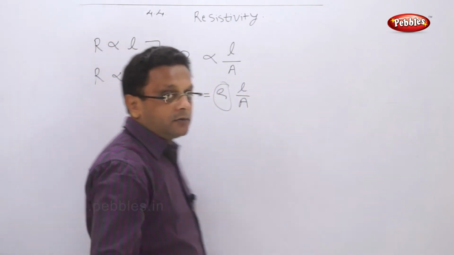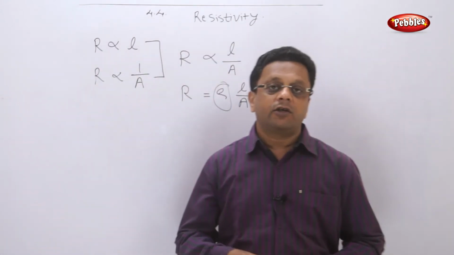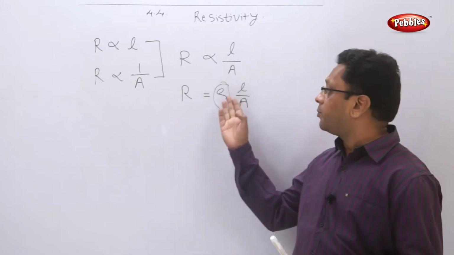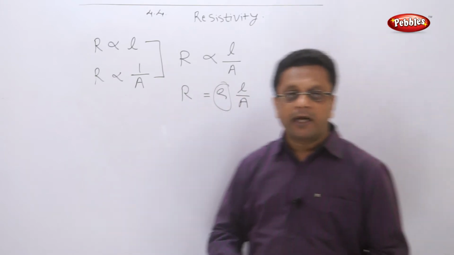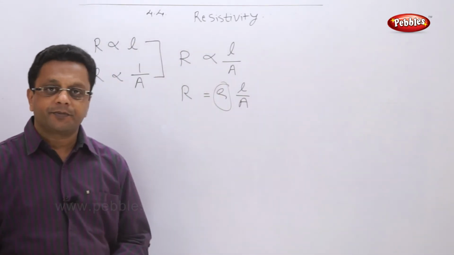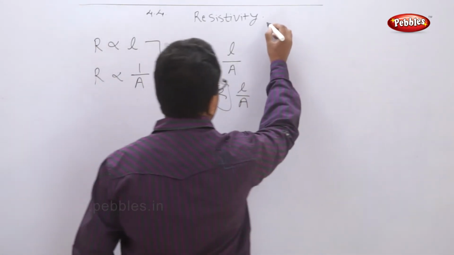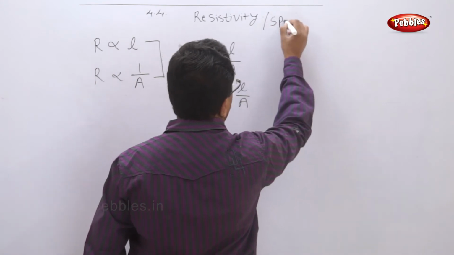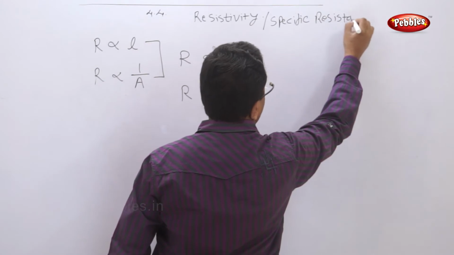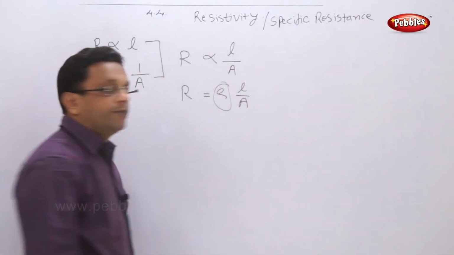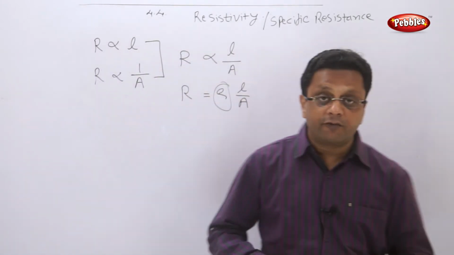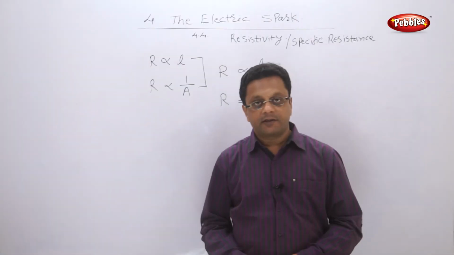This constant is a characteristic property of the material, which is called specific resistance or resistivity. Okay, this is called resistivity or specific resistance. Now this rho, the value of this rho, is constant and it is different for different materials.